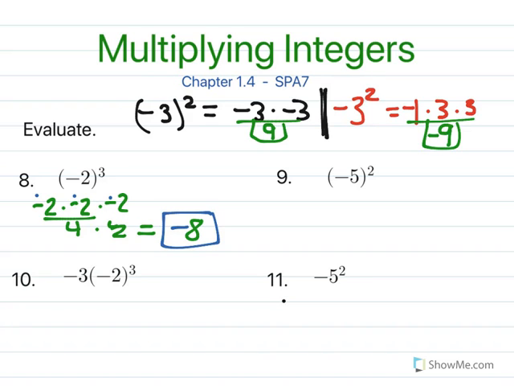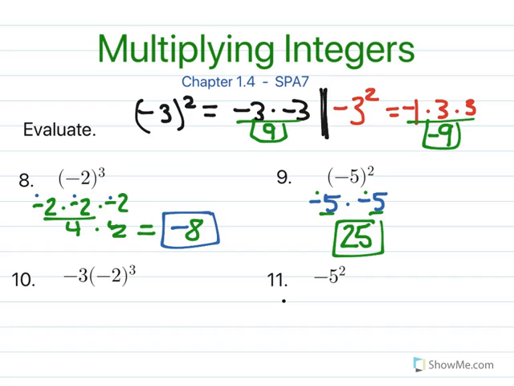Let's try our next one here. We have, again, the negative 5 is in parentheses, so it's negative 5 times negative 5. So I'm going to multiply 5 times 5, which is 25. I have 2 negative signs, which is even. Therefore, the answer remains positive. It's 25.